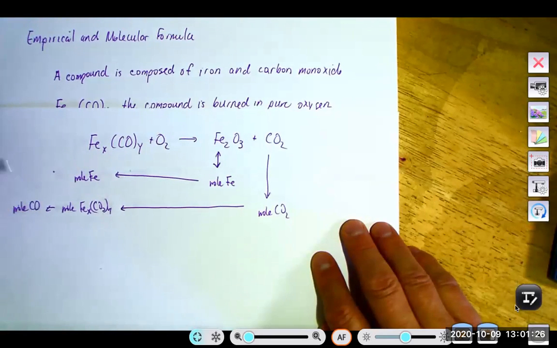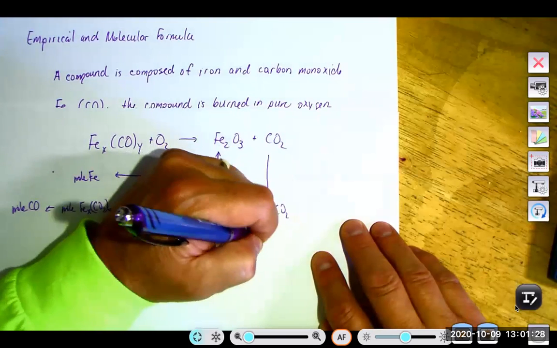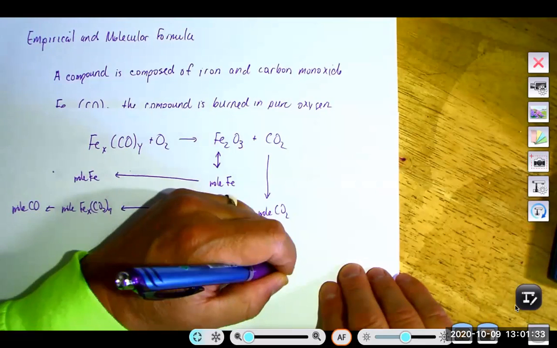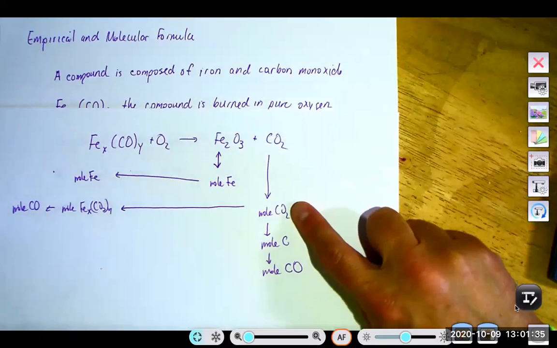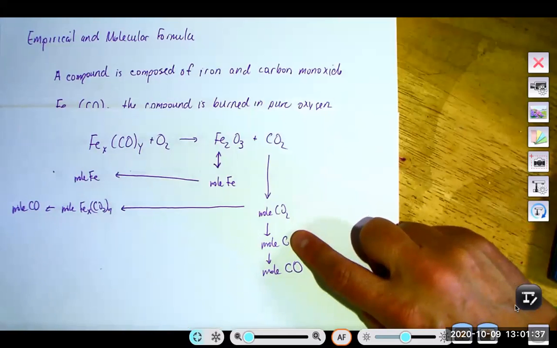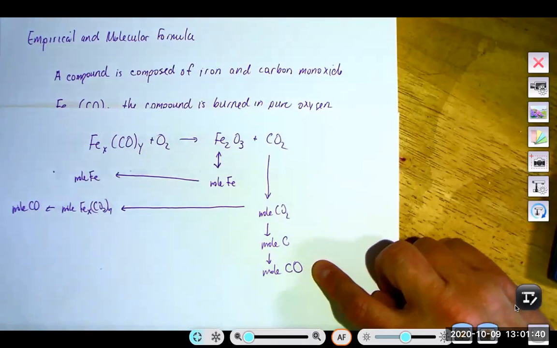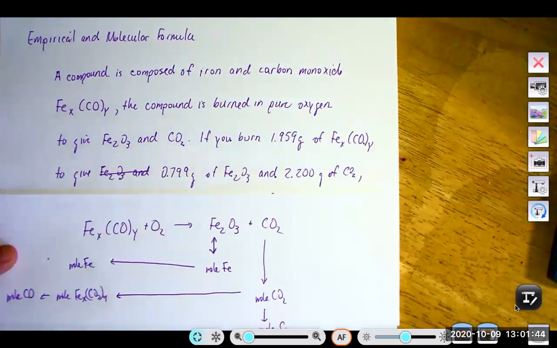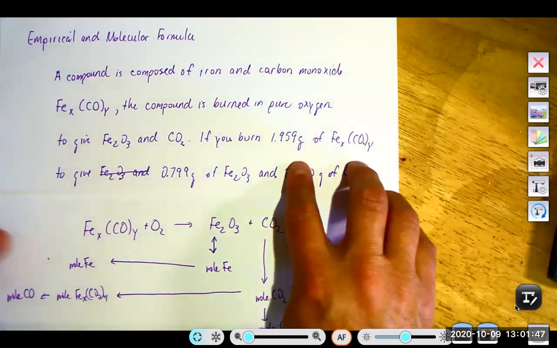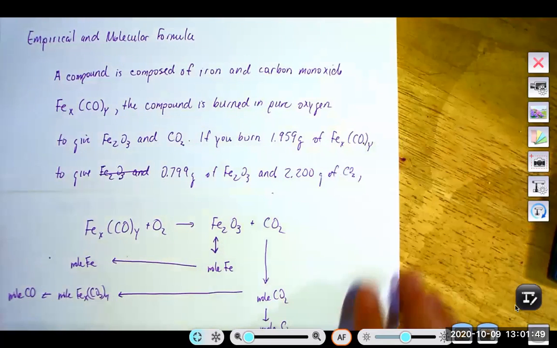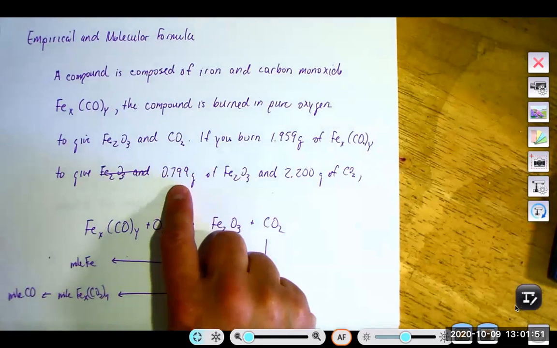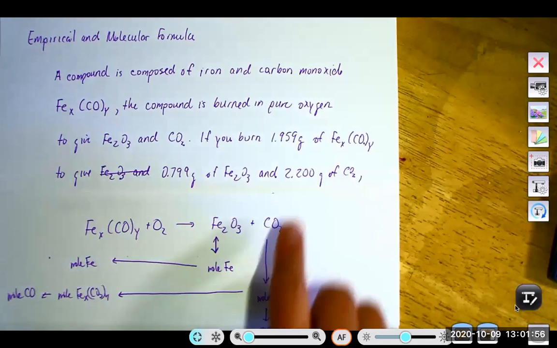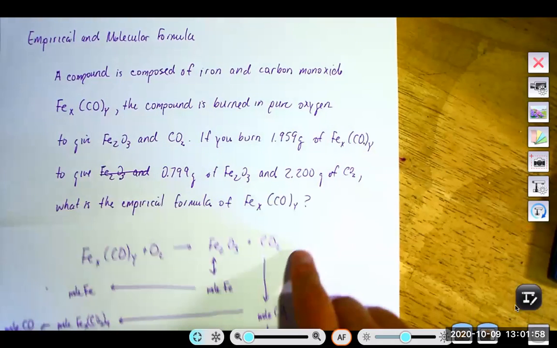Or we could just do this. We could take the moles of CO2, get the moles of carbon, and then take the moles of carbon and get the moles of carbon monoxide. So let's take a look at this. We burn 1.5959 grams of this material, and we give 0.799 grams of iron(III) oxide and 2.20 grams of CO2. What is the empirical formula?